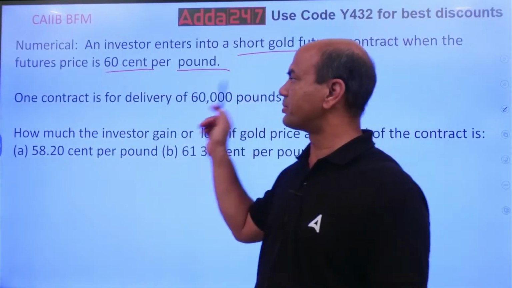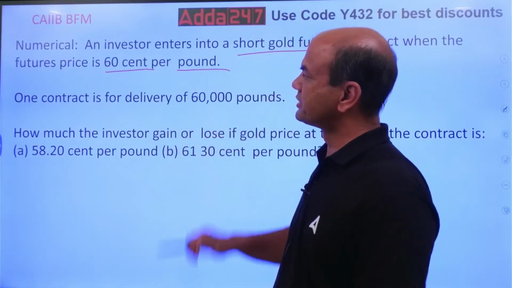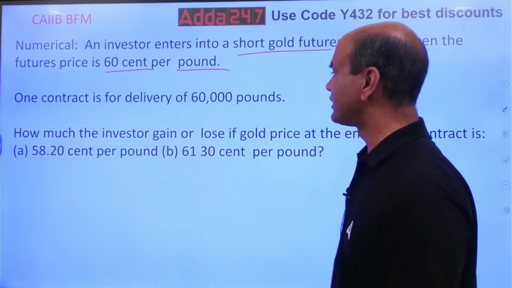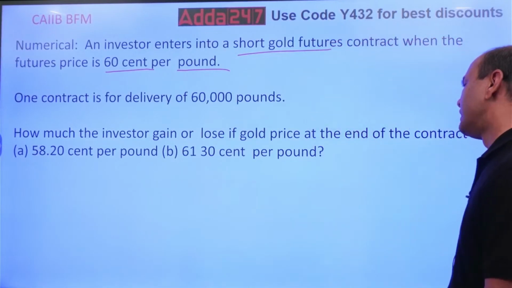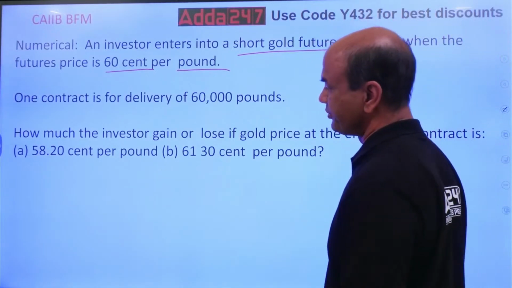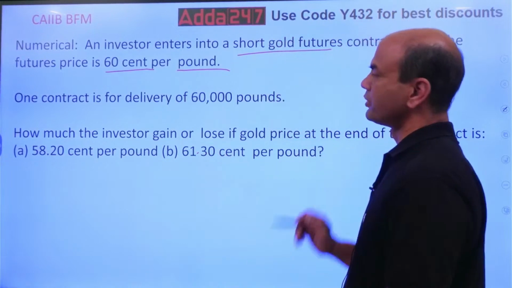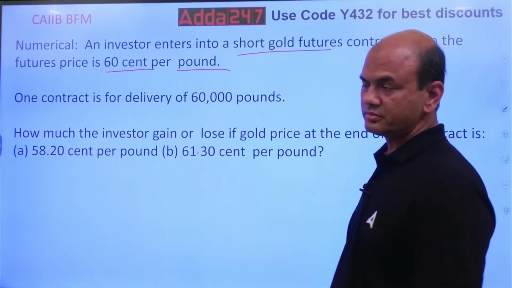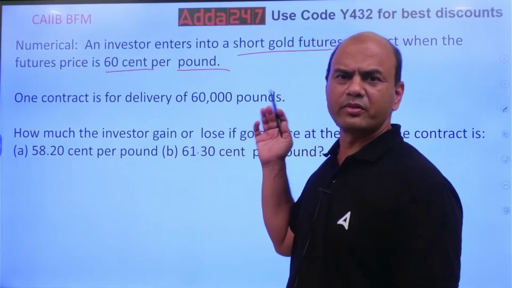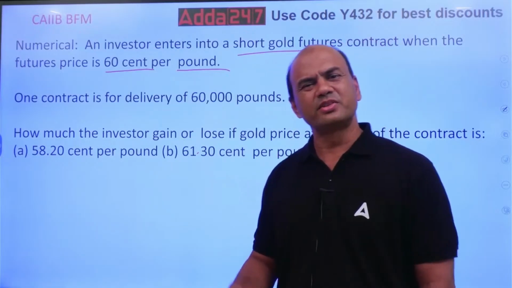The future price is 60 cents per pound. One contract is for delivery of 60,000 pounds. How much will the investor gain or lose if the gold price at the end of the contract is 58.2 cents per pound, and second, 61.3 cents per pound? So two cases are given. In the exam you will get these two cases separately. Of course, in the exam they won't give gold, they will give dollar. But after all, it's one and the same thing.